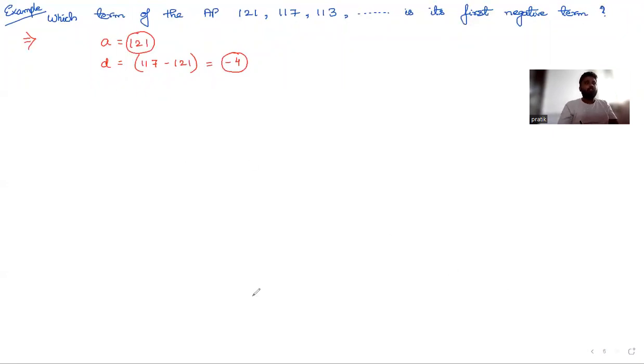So again, just trying to solve this. Basically here, Tn, as per the condition, should be how much? Less than 0. It should not be equal to 0. It should be less than 0. Correct? So what is Tn? A plus (n minus 1) into d, which is less than 0.